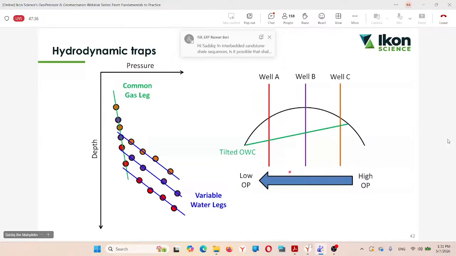So for example, if you want to drill a well between well A and well B over here, you will see that for your gas leg, the gradient over here, you're fine. You will have the same gradient. You probably can come out with what could be the pore pressure, depending on what data you get in well A and well B. Could be equivalent, but for the water part, it will differ.